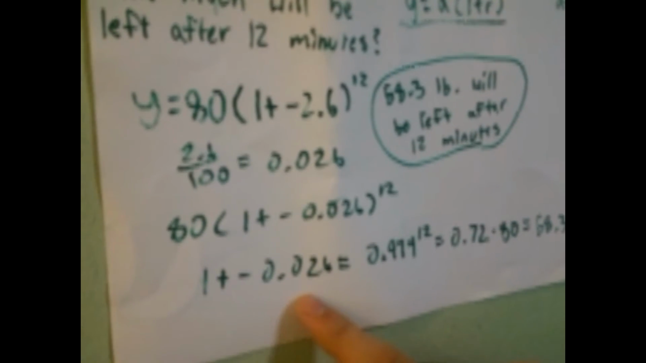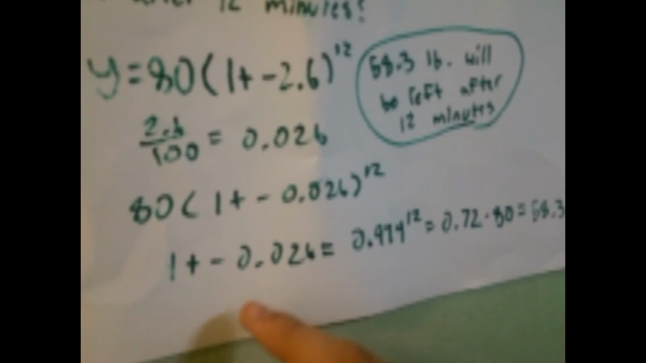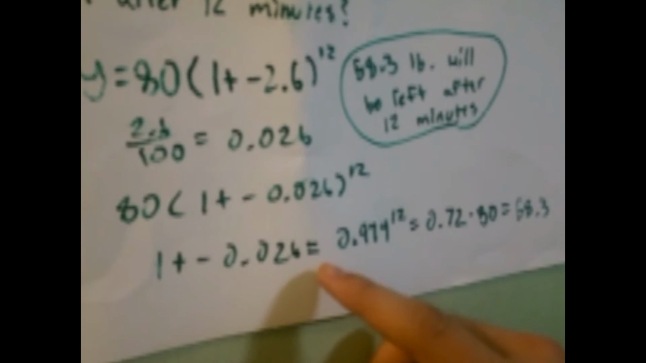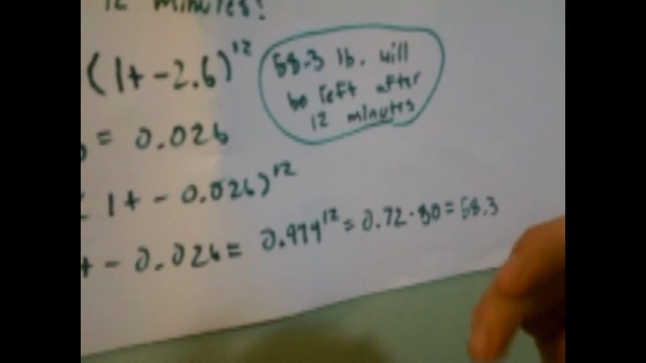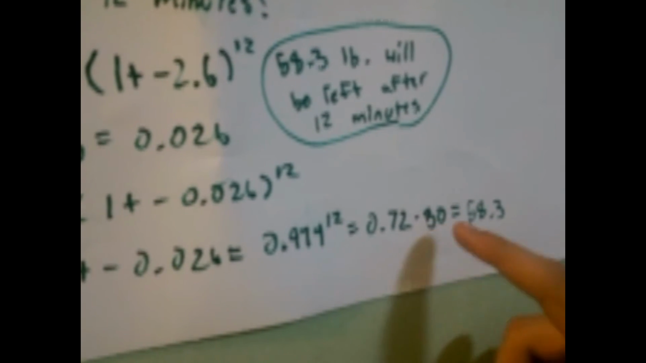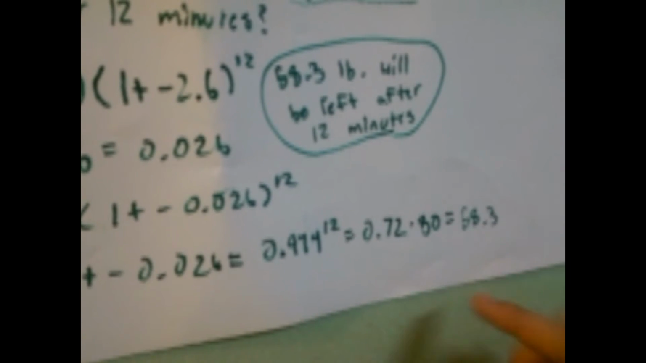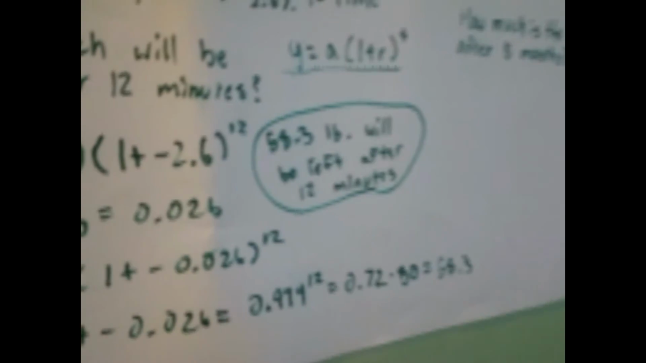So basically what we did here was just simplify it. 1 plus negative 0.026, which equals 0.974, and then we put that to the power of 12, which equals 0.72. Multiply that by 80, we get 58.3. So 58.3 pounds will be left after 12 minutes.